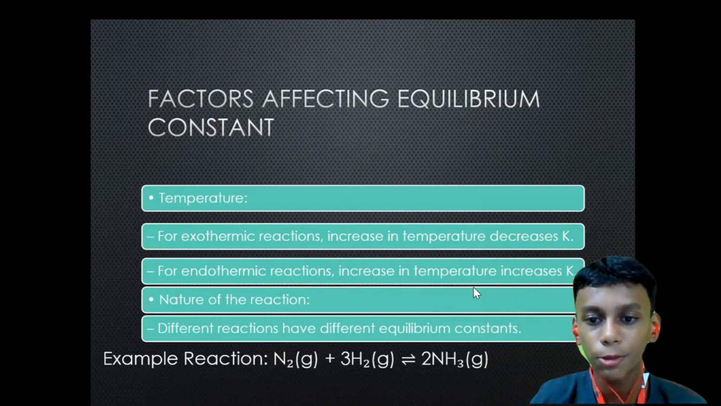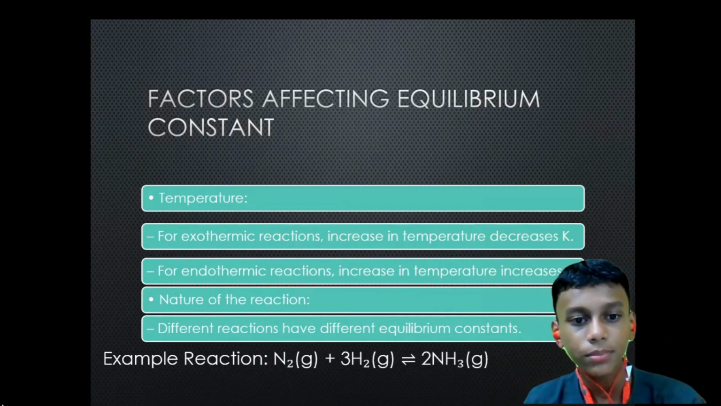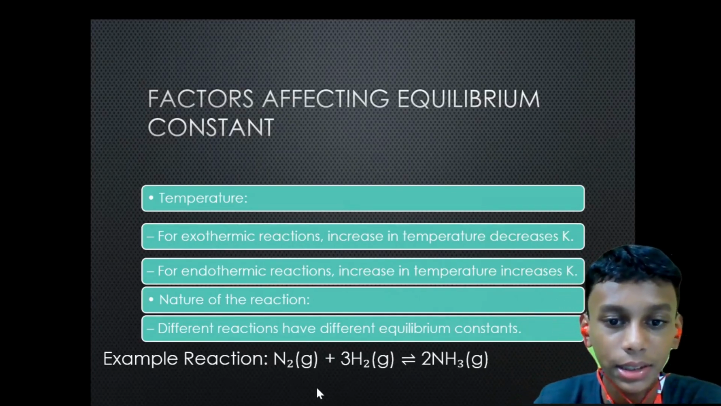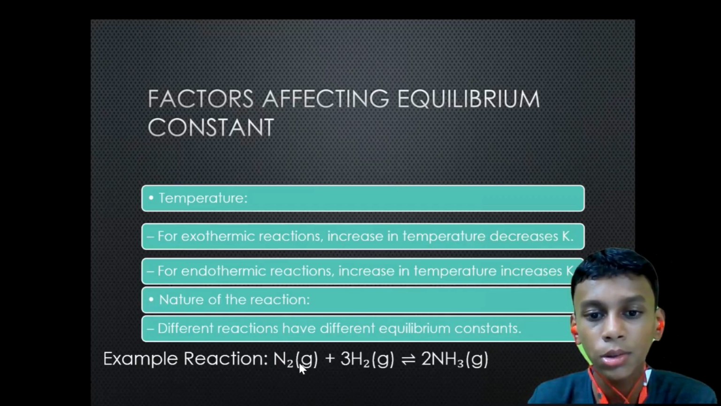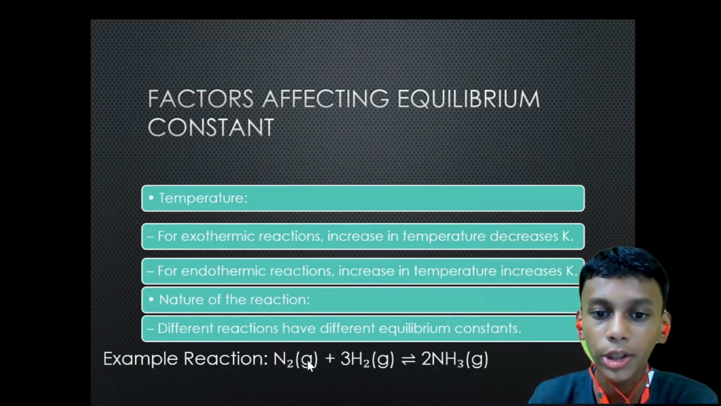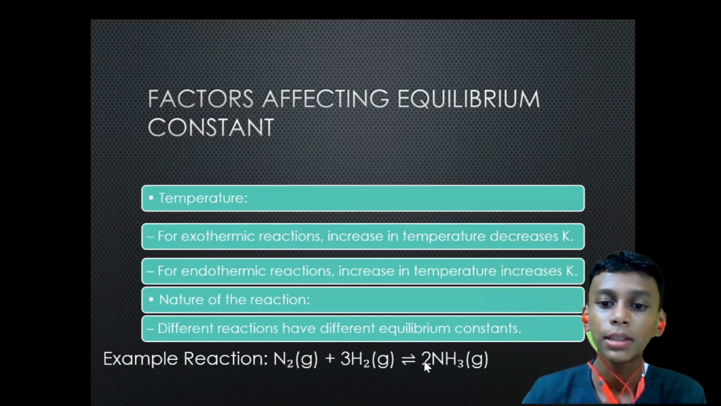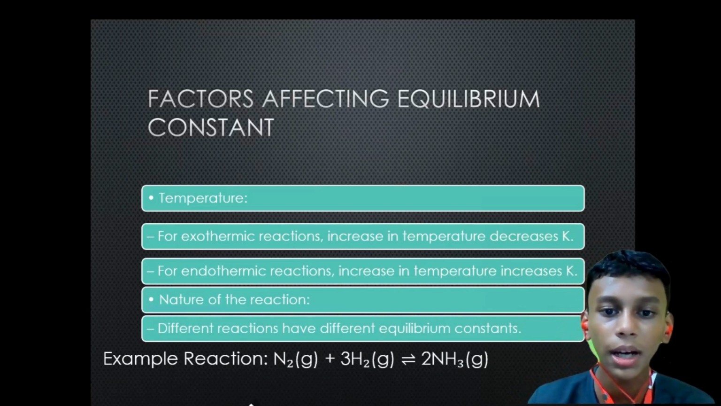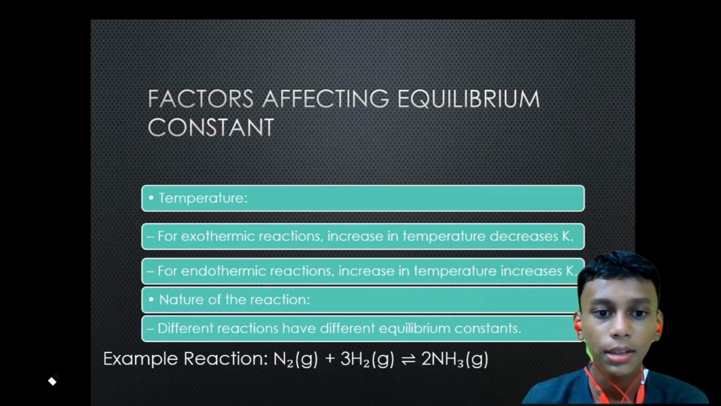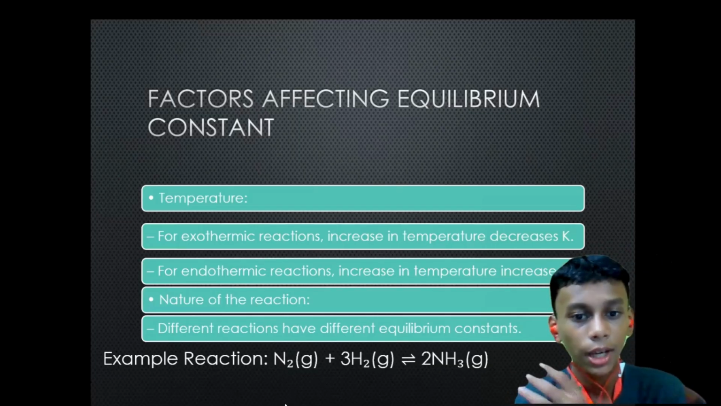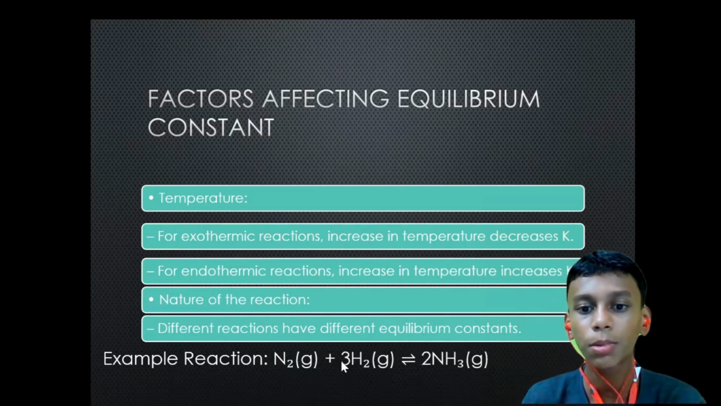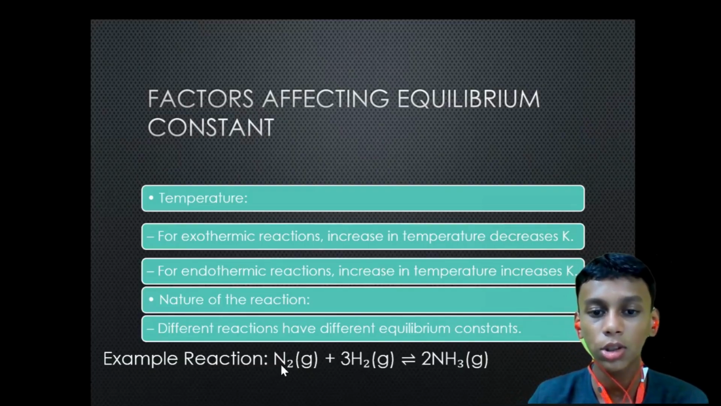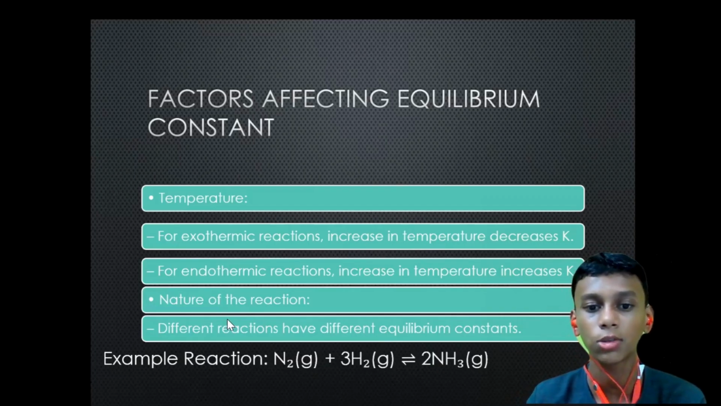Now, nature of the reaction. Different reactions have different equilibrium constants. An example reaction: N2, which is nitrogen gas, and 3H2, which is also gas, gives 2NH3. This is a reversible reaction which can attain equilibrium. As I told, the coefficient goes as a power here, and this coefficient goes as a power for H2, and since there is no coefficient, we put the power as 1 for this one.